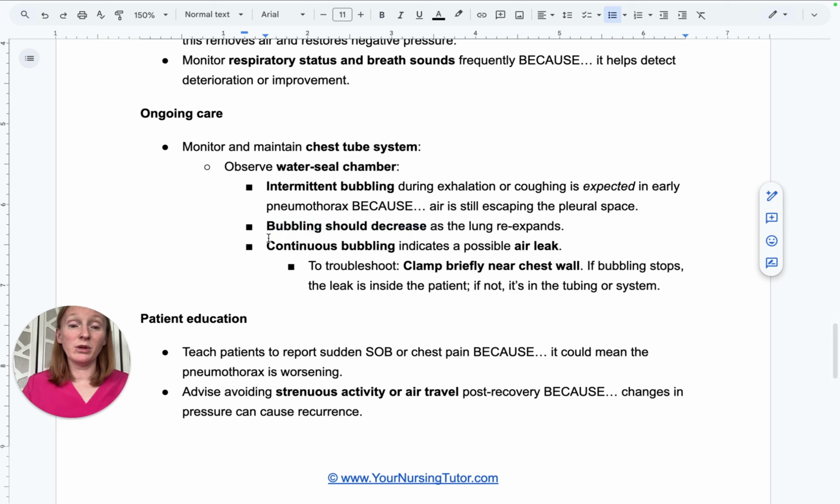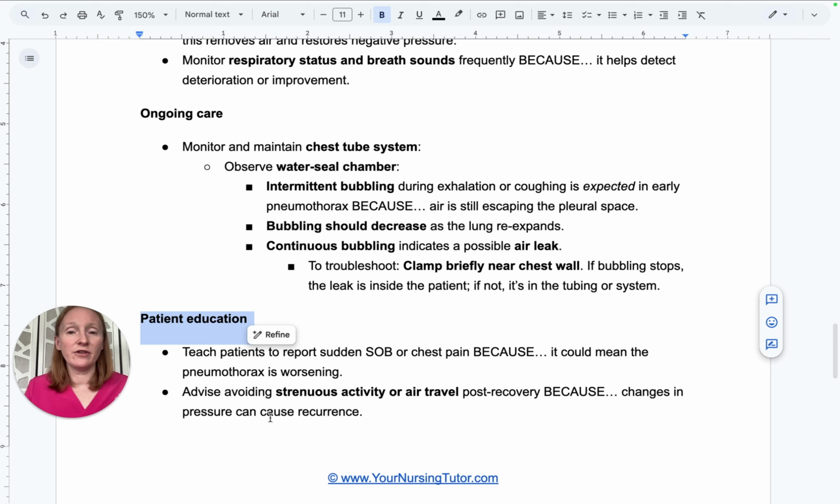But bubbling is not always normal. If you see continuous bubbling, this indicates a possible air leak that's not coming from your lungs. Because remember, the lungs should only cause bubbling when you're exhaling or coughing. And coughing is really just forceful exhaling, right? So if we see continuous bubbling in a test question, that's a signal that something is wrong and we need to intervene. And we often do that by troubleshooting the chest tube setup to see if there's a leak somewhere in the tubing. And then don't forget about patient education.